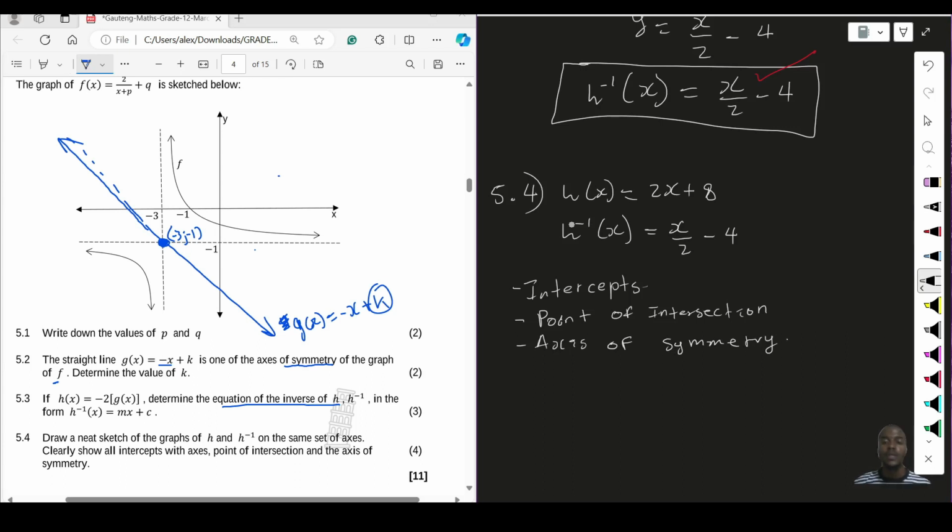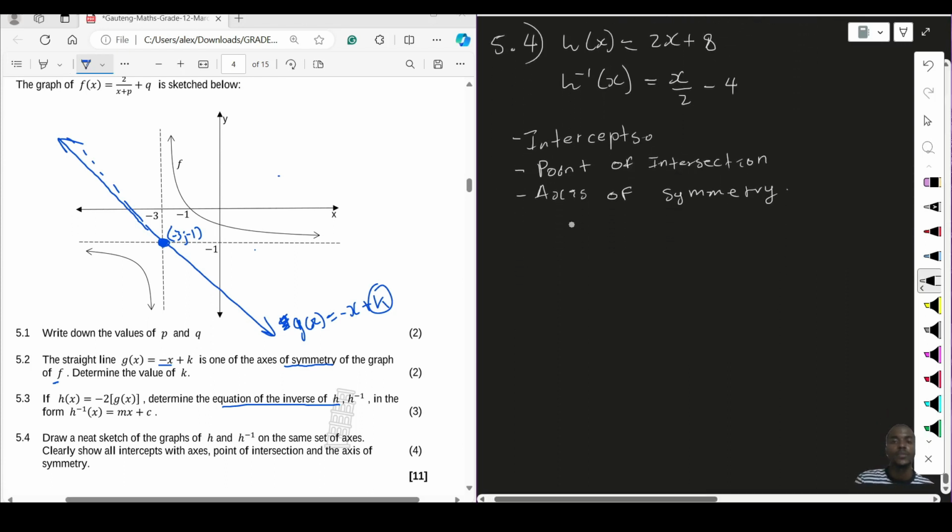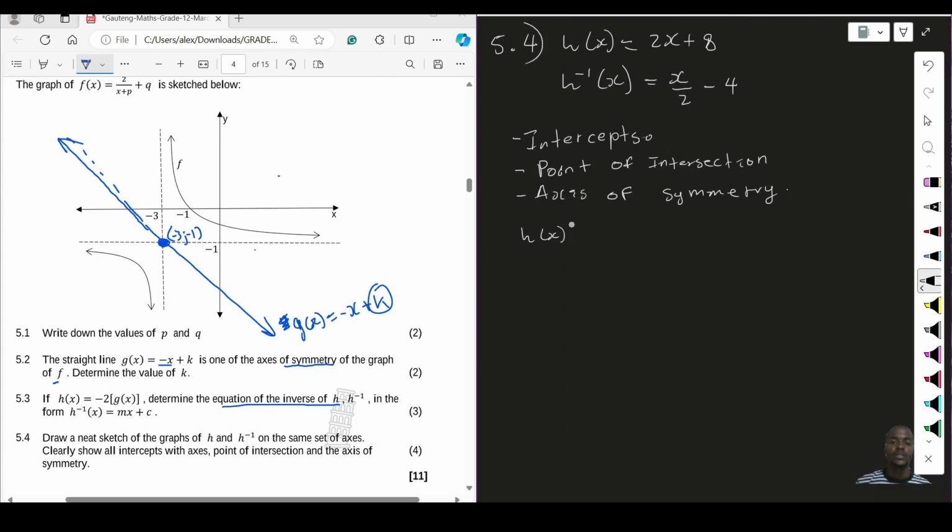So let's start with the intercepts now. So you can just say this is the h of x equals to 2x plus 8. And that side we have h inverse of x is equals to x over 2 minus 4.